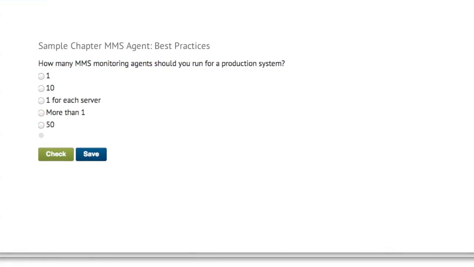So another quick quiz. How many MMS monitoring agents should you run for a production system? 1, 10, 1 for each server, more than 1, or 50?